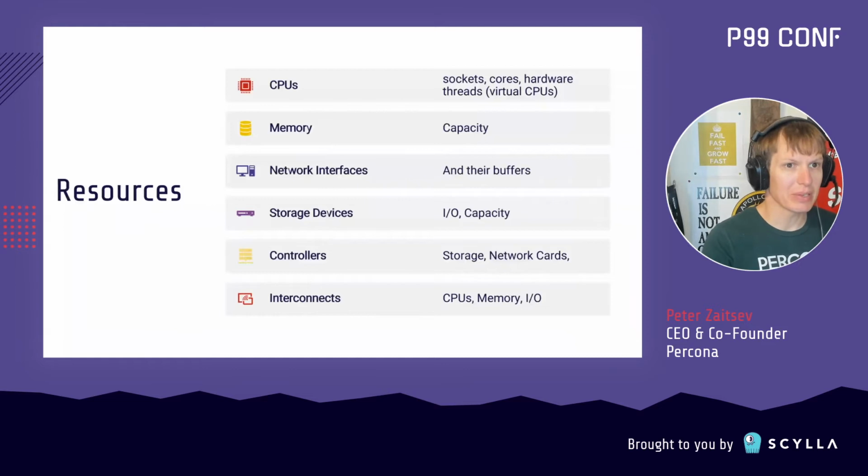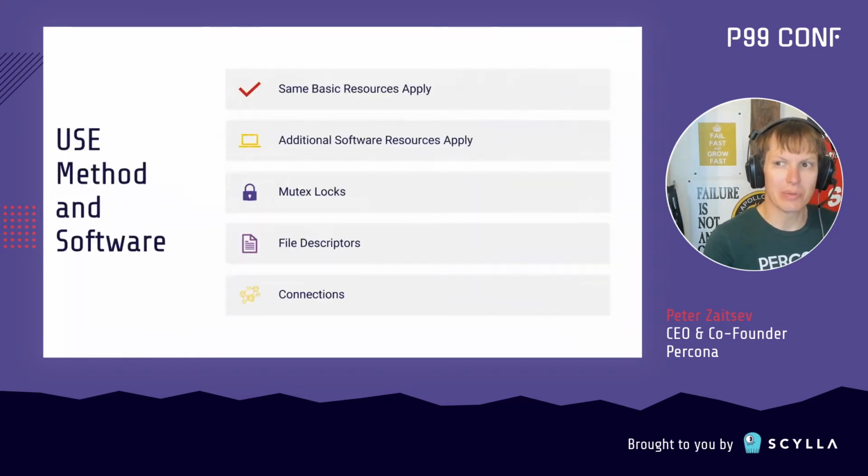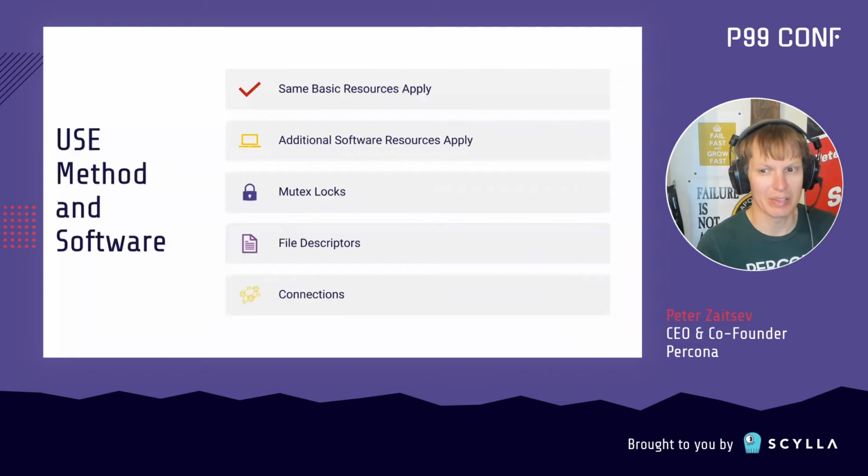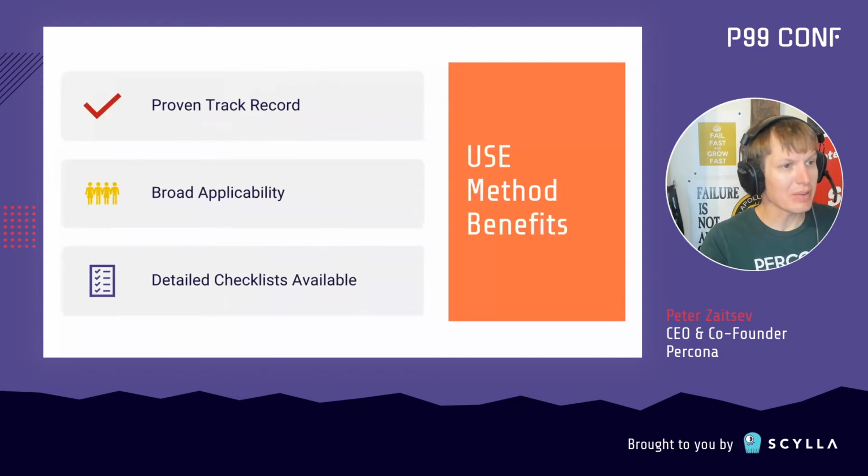Here are examples of resources which you may be thinking of when you use the USE method. Now, the USE method is also applicable to software, and there are software resources as well. For example, in software you may be thinking about mutex locks or file descriptors or connections, which you are also using and may run out of. What are the USE method benefits? Well, it has a very proven track record. It's broadly applicable for databases and beyond, and has a detailed checklist available.